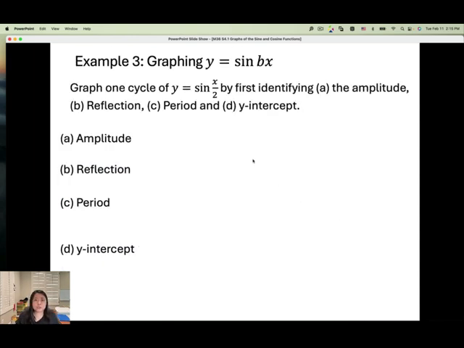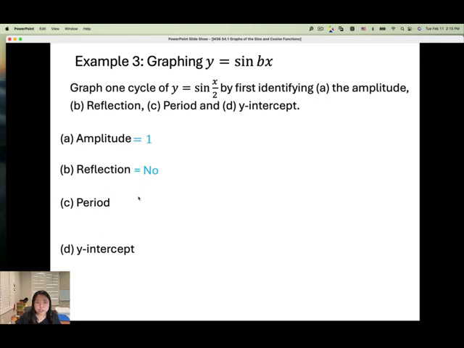Okay, let's try to do it together. Graph one cycle of y equal to sine x over 2 by first identifying the amplitude, reflection, period, and the y-intercept. So amplitude, we're going to look at here: a sine bx, right? So a here will be equal to 1. Reflection, since this is positive, that's no reflection.